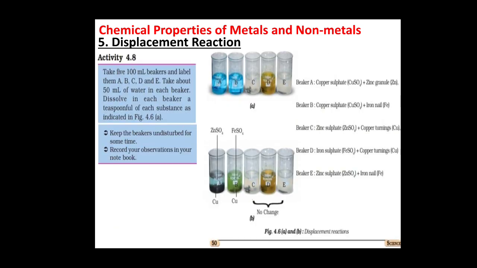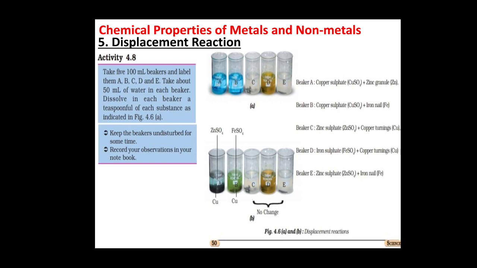Now, one of the activities, that is activity 4.8, it is on the same page in your NCERT science book, page number 50. What you have to do here is, you have to take 500 ml beakers and label them A, B, C, D, E. Take about 50 ml of water in each beaker, and dissolve in each beaker a teaspoon of each substance as indicated. Okay. You have to keep the beakers undisturbed for some time and record the observation.